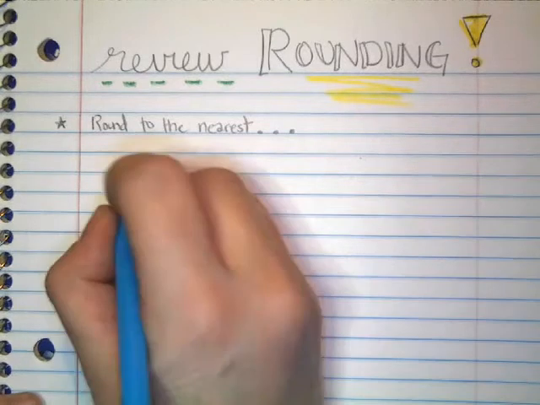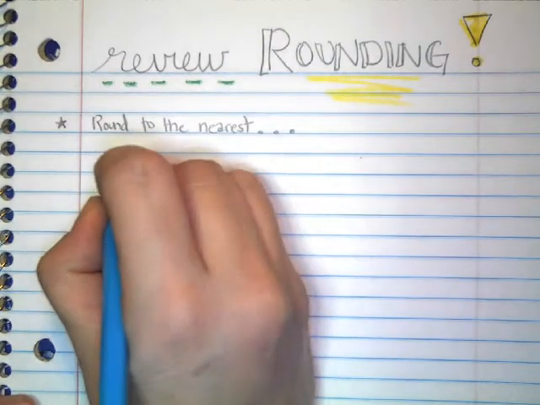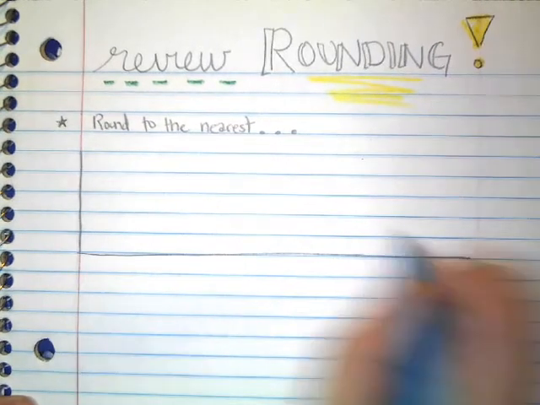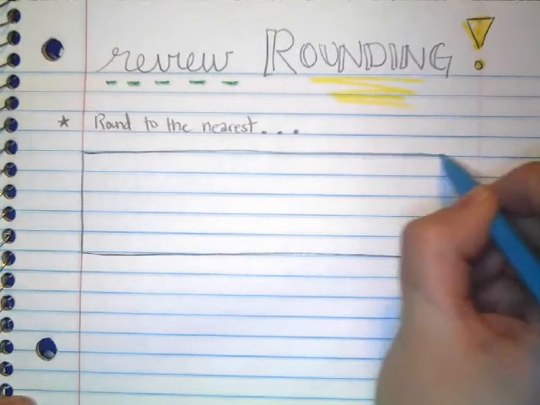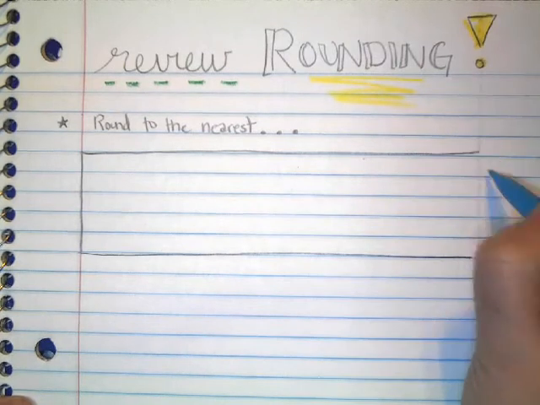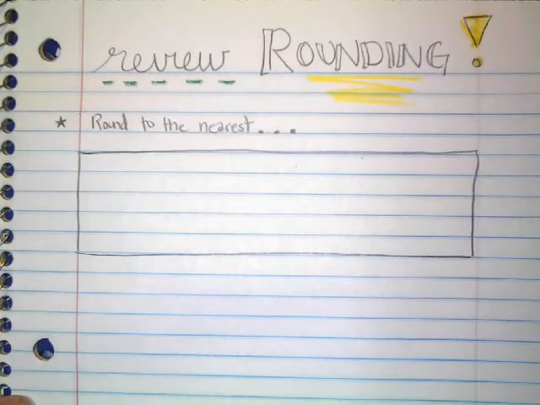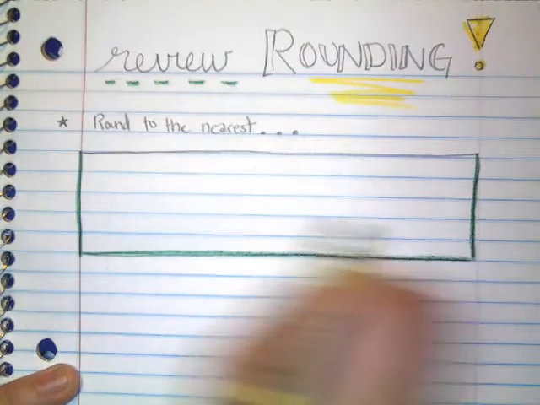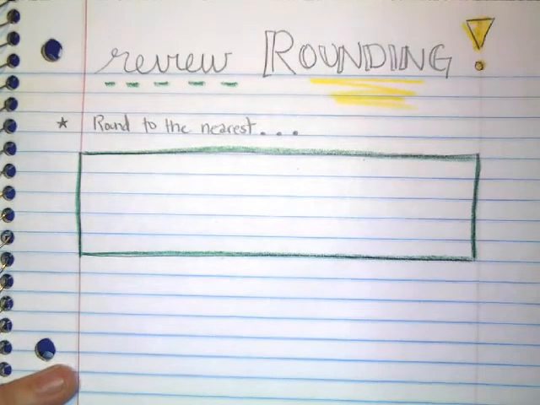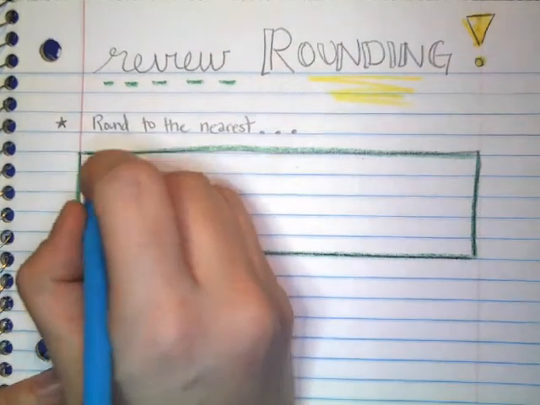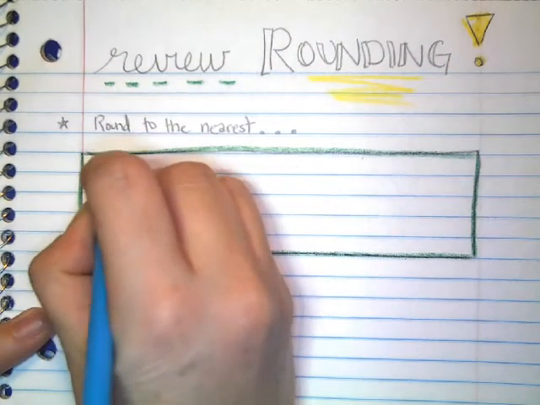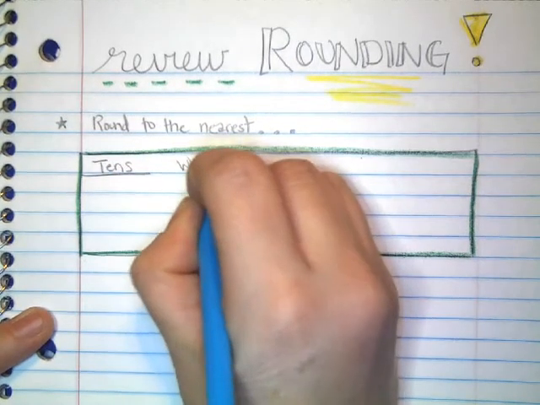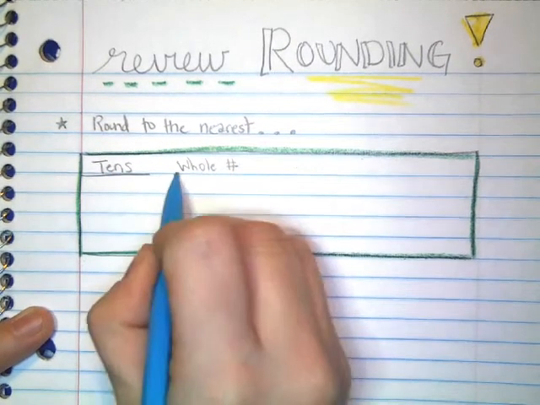Ready? We're going to say round to the nearest. Let's make a little chart actually, going from one of the pink lines, red lines, to the other. It's 5 lines wide. And make that green. We're going to round these numbers that we put over here to the nearest tens, to the nearest whole number, which would be the ones.